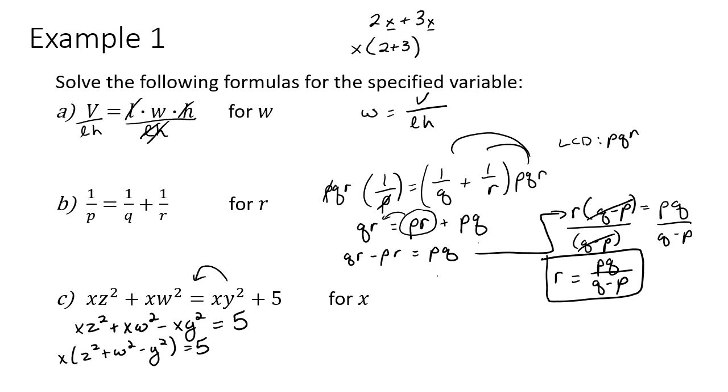And then last but not least, I'm going to once again just divide that entire parenthesis across to the other side. So our final formula here is x is equal to 5 divided by everything in this parentheses, z squared plus w squared minus y squared.